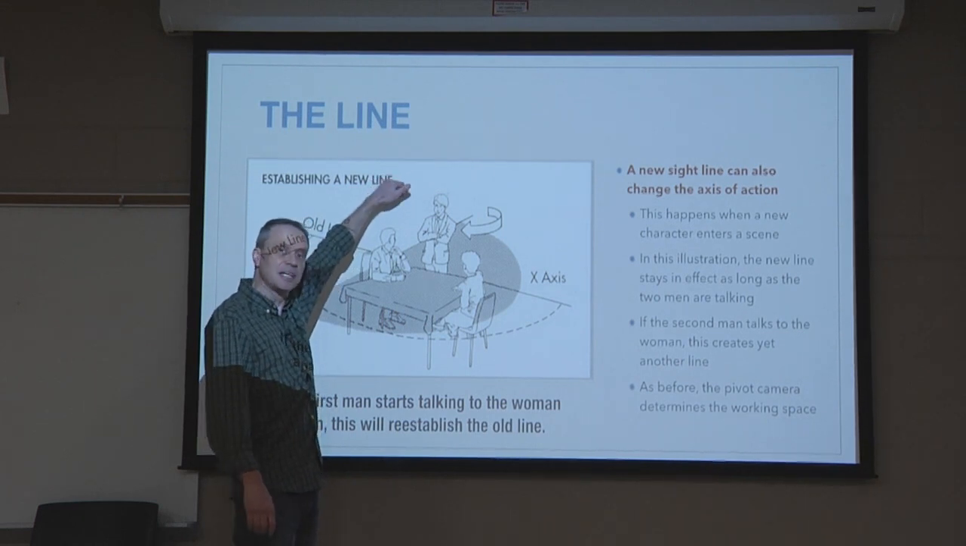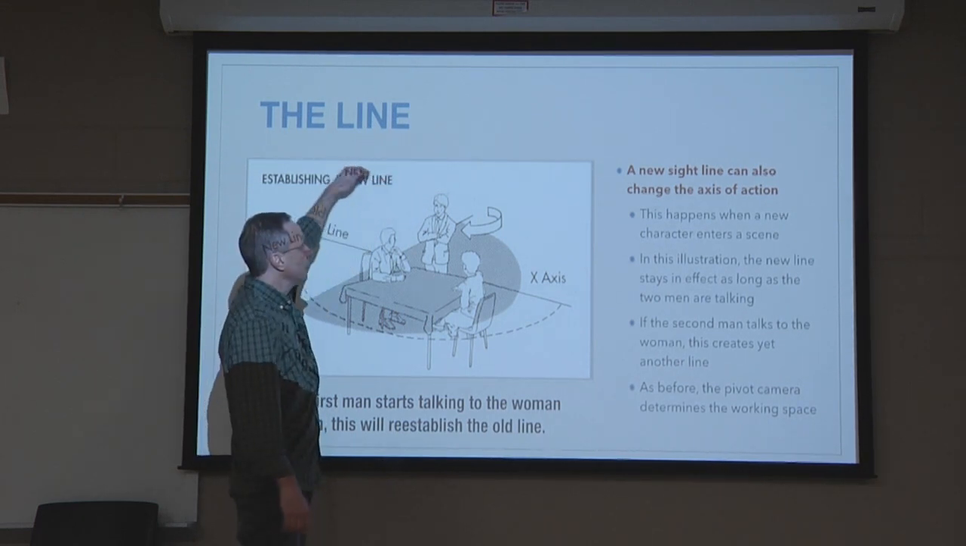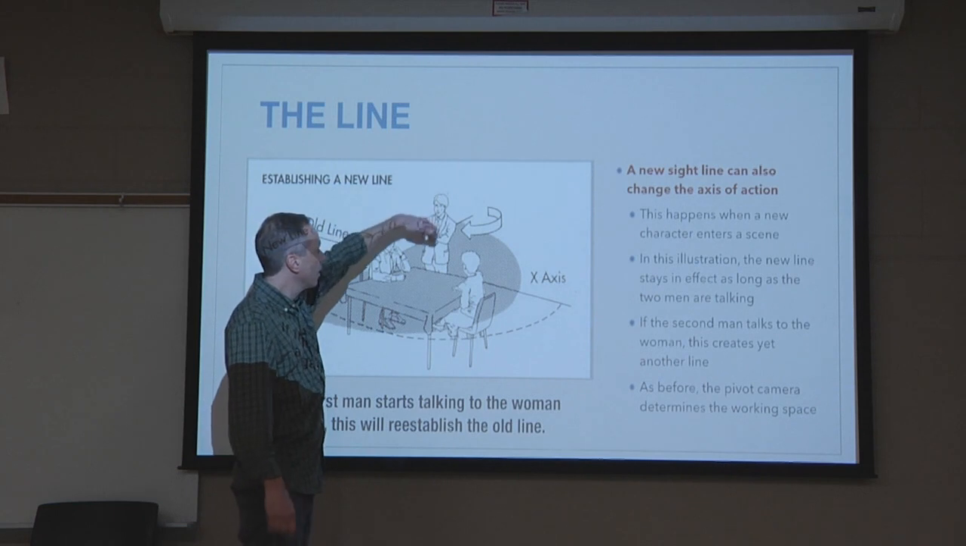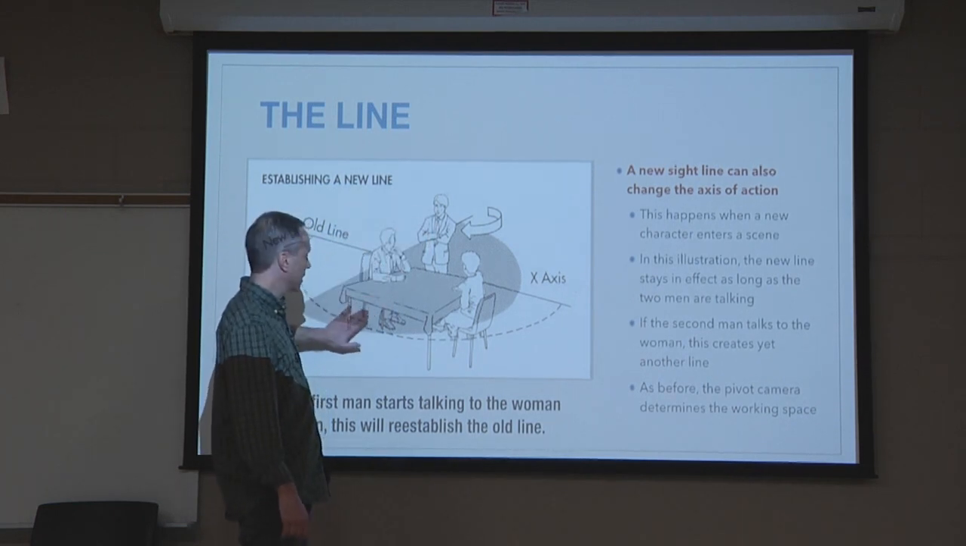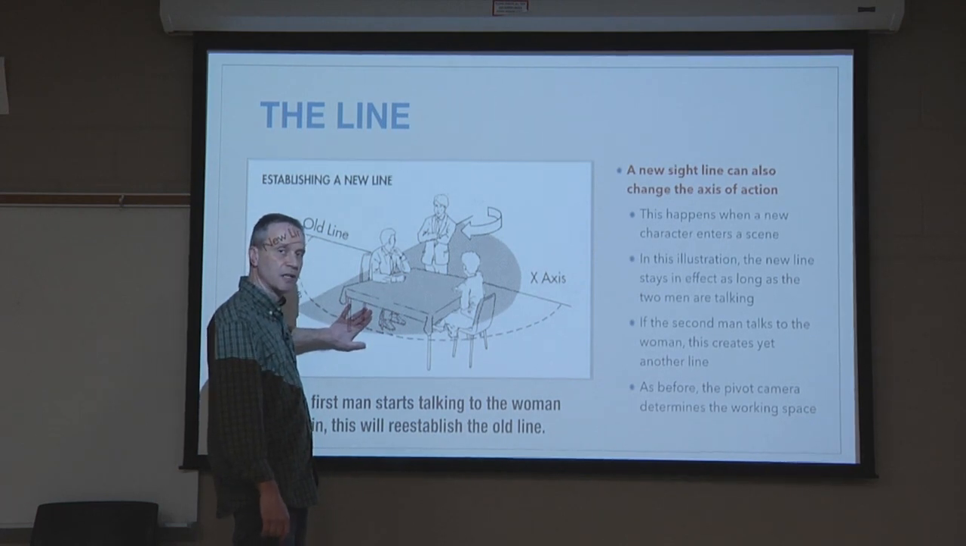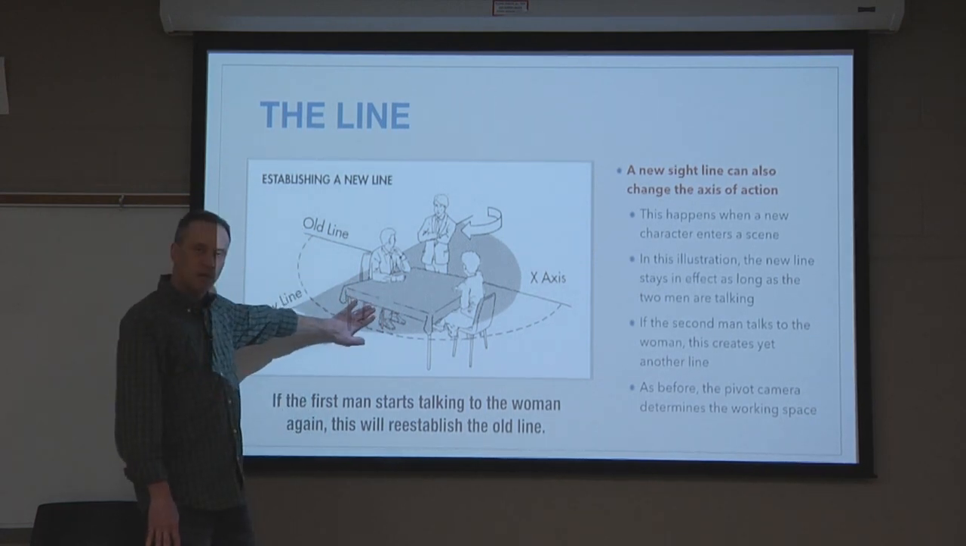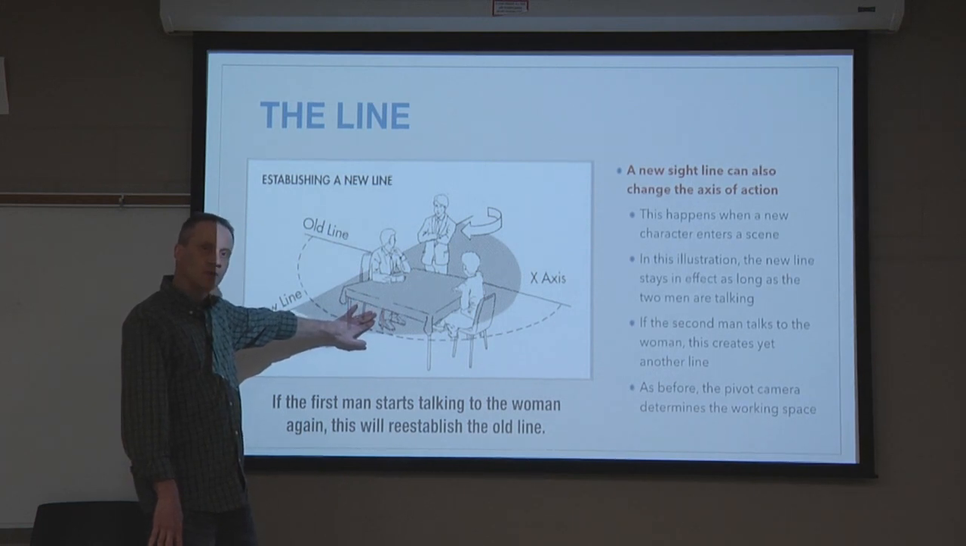Let's say it's a clean entrance, remember that? He enters frame clean, comes up, and starts talking to this man. And that's all being covered with this shot right here. This camera right here is the pivot camera. That's the one that's going to determine the new line.